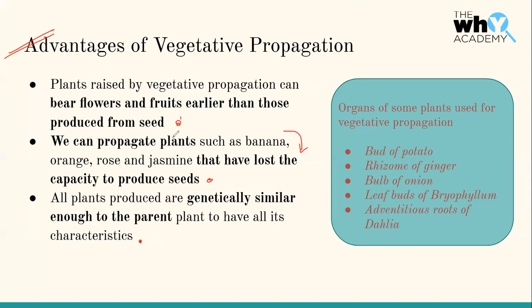Okay. And these are some of the examples of what parts of the plants are used for vegetative propagation. For example, you can use the bud of a potato. They are also called eyes. If you see a potato, some green thing would show up at some spots. Those are called buds, or eyes also. So if you cut the potato, any part, including that eye, it will grow into a potato.